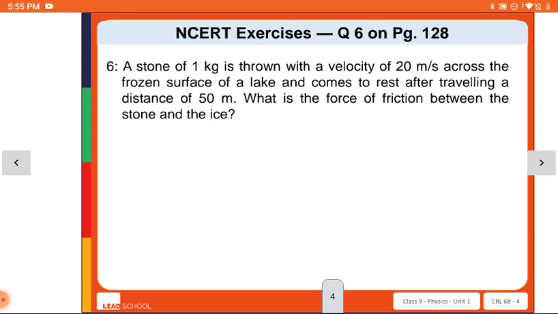Question number 6: a stone of 1 kg is thrown with velocity 20 meter per second across the frozen surface of a lake. It comes to rest after traveling 50 meter. What is the force of friction between the stone and ice? You have to solve this question on your own. In the next class we will give the review or solution. But first of all, practice these questions from your NCERT and your SB supplementary book. You have to practice related numericals.